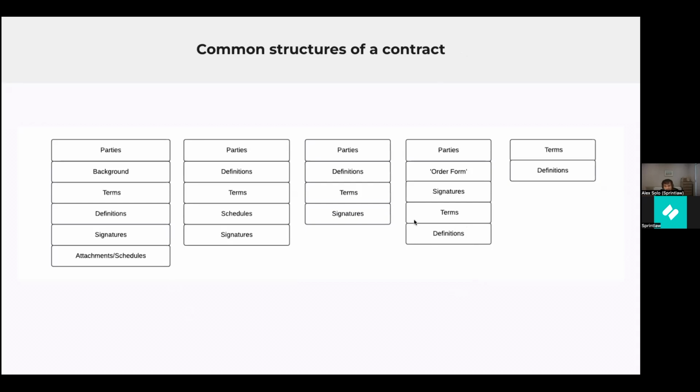And again, like I said, the first time I read a contract, it was all gibberish. It was a long narrative to me. But now when I'm given a contract, I'm like, okay, where's the parties? Where's the definitions? Where's the terms? Where's the signatures? And I can break it all up and actually read it.